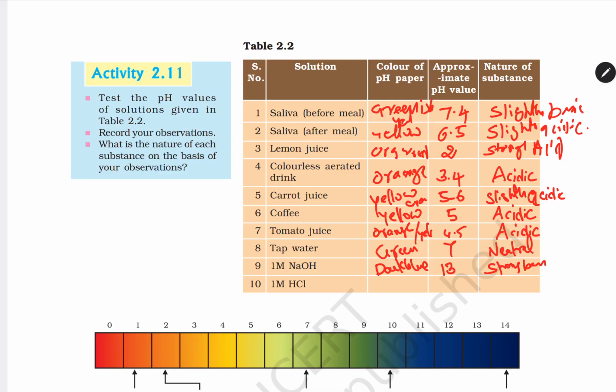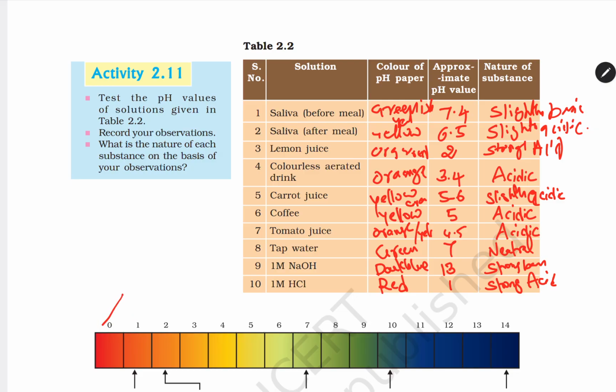And 1 HCl, hydrochloric acid, complete red color you will observe here. Here the pH value is 1. You have to say it is a strong acid. Like that you will identify the type of material. If it is an acidic solution, like lemon juice, coffee and tomato juice, it turns pH paper red, orange or yellow. You can see the colors also down.